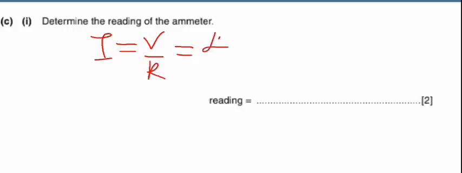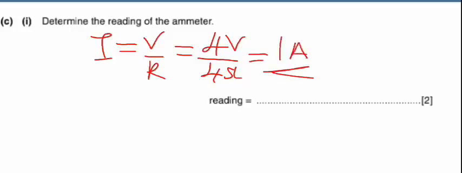So we can say 4 volts divided by the total resistance. So the total resistance was what? 4 ohms. Then when I divide here, I'm going to get 1 amp. So our final answer here is just going to be 1 amp. Usually current is measured in amps. So that was the last one.